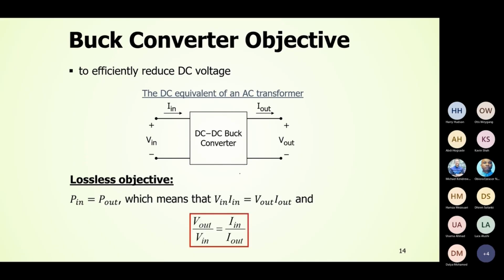And from this, we can find this relationship. So as you can see, if your output voltage decreases, it will cause your output current to increase, and vice versa.